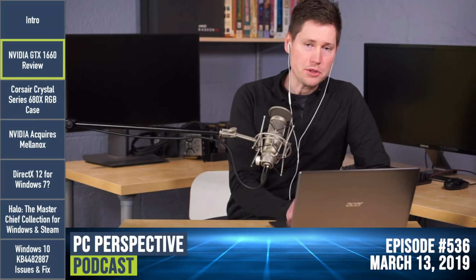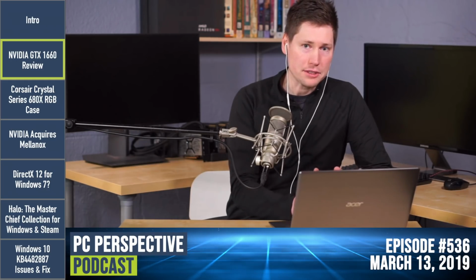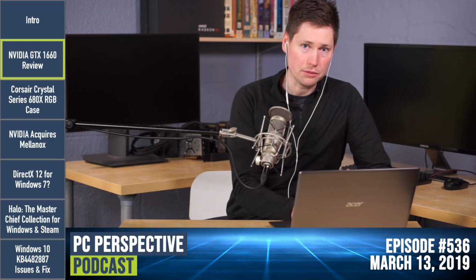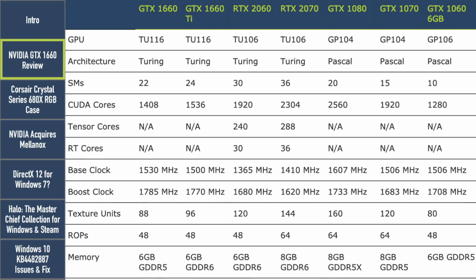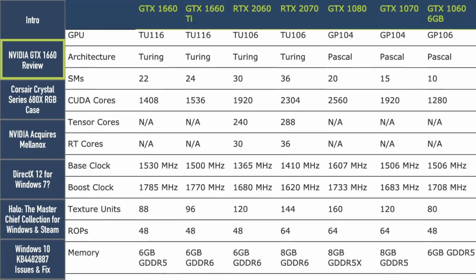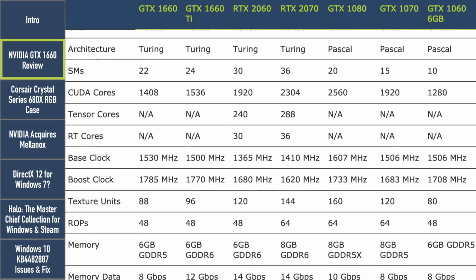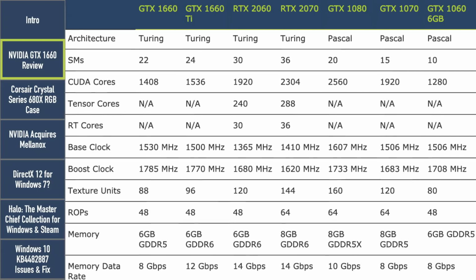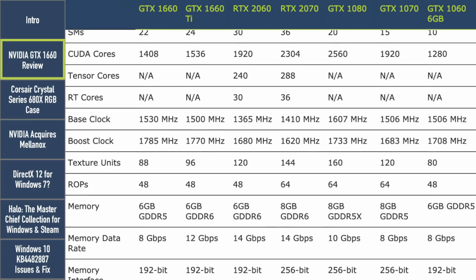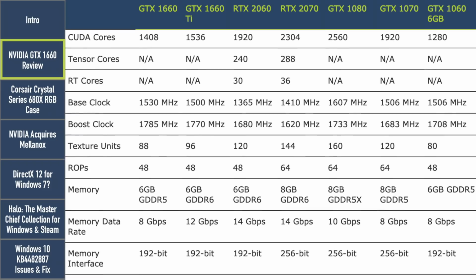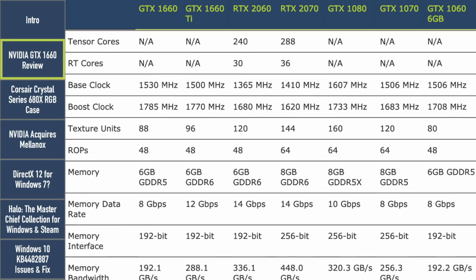And this is, on the face of it, kind of like the 1660 Ti launch all over again, if you look at our review of that card. But when you look a little closer, even though this is based on the same TU116 GPU, it's slightly cut down. It has 2 SMs disabled, so you're down a total of 128 CUDA cores with the non-Ti version of the GTX 1660.